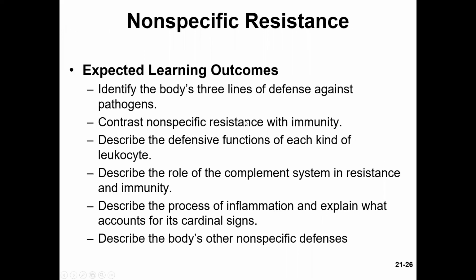Okay, so let's look at non-specific resistance within the lymphatic system. In this section, we're going to identify the body's 3 lines of defense against pathogens. We're going to contrast non-specific resistance with immunity. We're going to describe the defensive functions of each kind of leukocyte. We're going to describe the role of the complement system in resistance and immunity. We're going to describe the process of inflammation and explain what accounts for its cardinal signs. We're going to describe the body's other non-specific defenses.